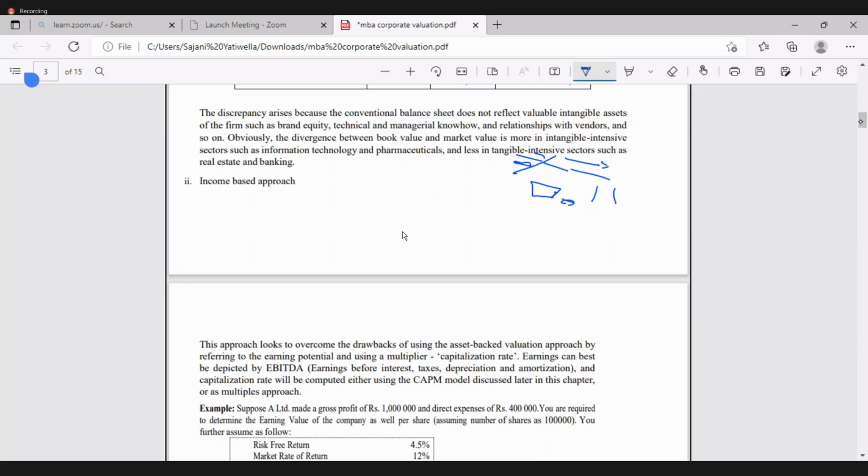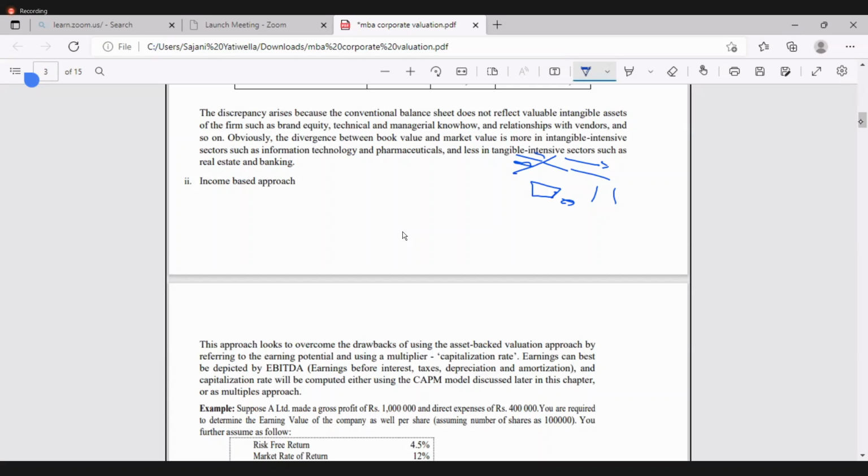Then consider the income-based approach. Normally we value the company based on income statement related items. This approach looks to overcome the drawbacks of the asset-based valuation approach by referring to earning potential and using a multiplier. So we can say here, the capitalization rate.